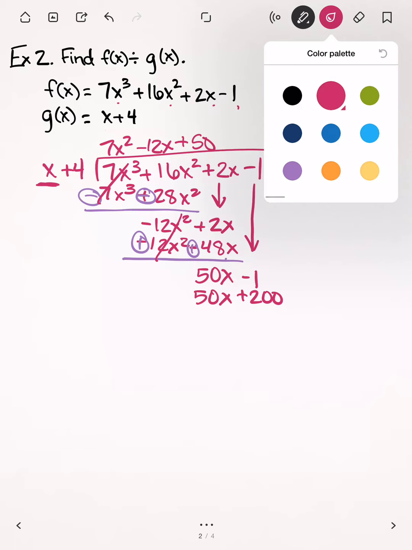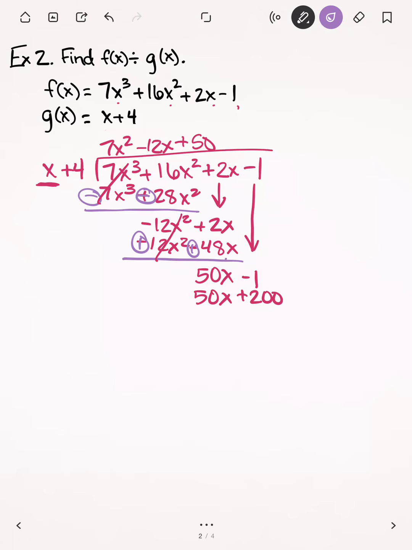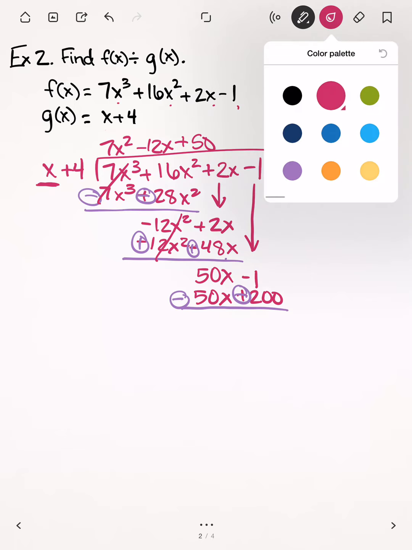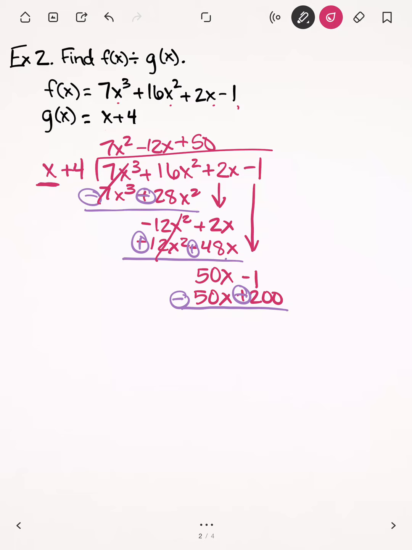Change the pen color. And, yep, you guessed it. Draw the line and change the signs. So 50x minus 50x is 0. They cancel out. A negative 1 minus 200 is a negative 201. So I'm finally done. But this time I do have a remainder.